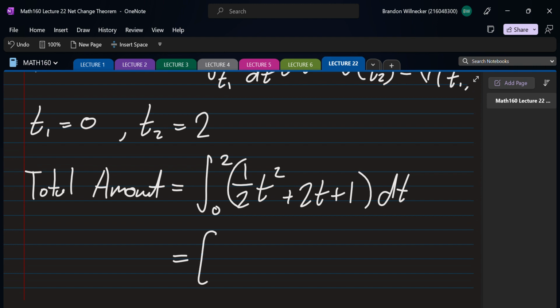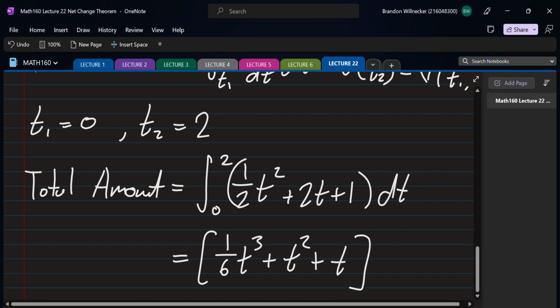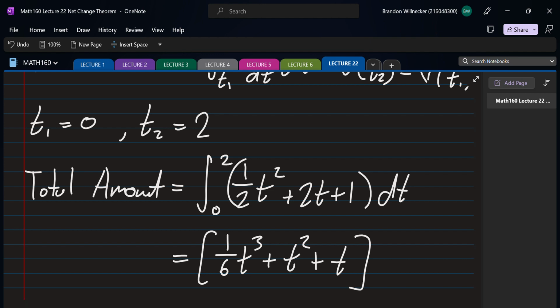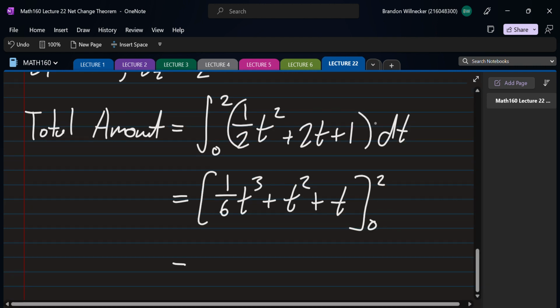Okay, so integrating this, that's easy. So that's going to be 1/6 t cubed plus t squared plus t. Everyone should be able to do that quite quickly by now. If you're still struggling to find the antiderivative quickly, please go back to the previous tutorial so that you can practice that. From 0 to 2. Integrating polynomials, that should be muscle memory by now.